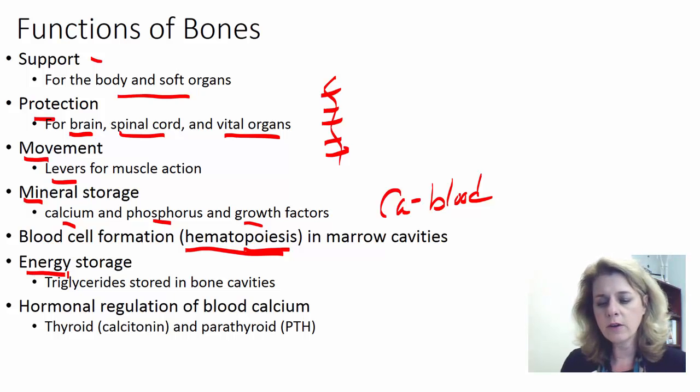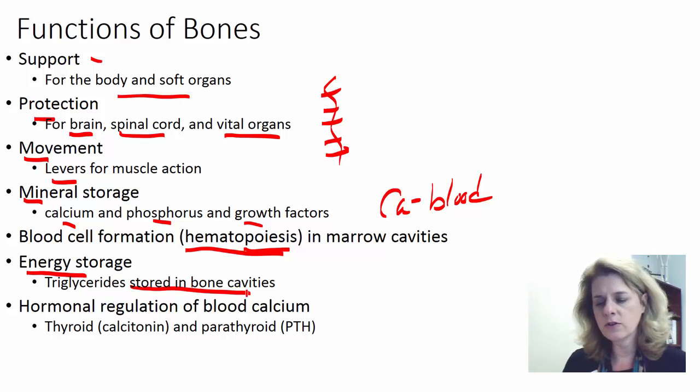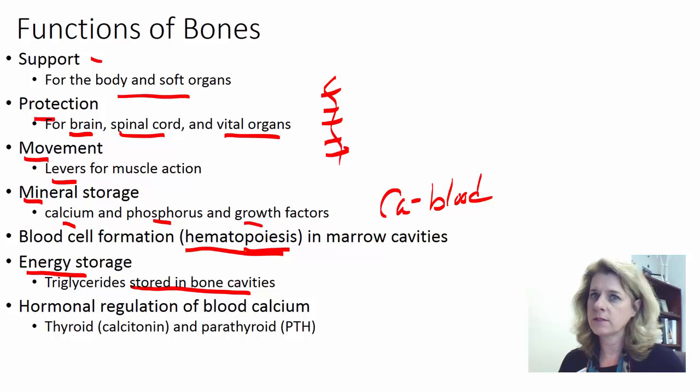We also store energy in our bones. A lot of people don't realize this, but that marrow also stores fat. So in the adult, your bone marrow also has fat in it, and so you can actually store energy in your bone marrow. And so it actually helps us in times of famine.